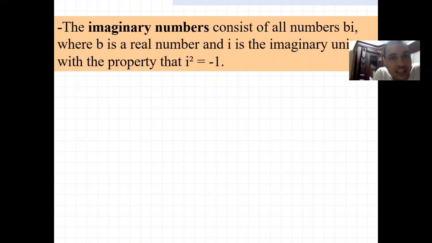So the imaginary numbers consist of all numbers in the form of bi, where b is a real number and i is the imaginary unit, with the property that i squared equals negative 1.